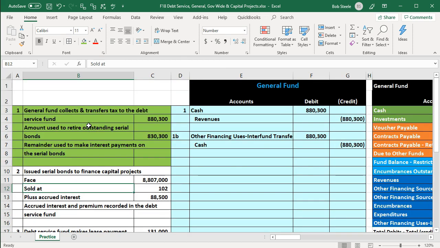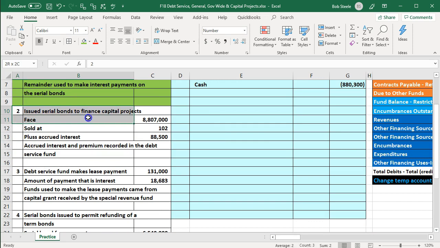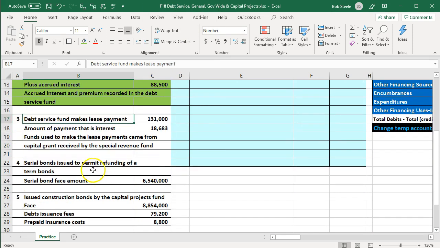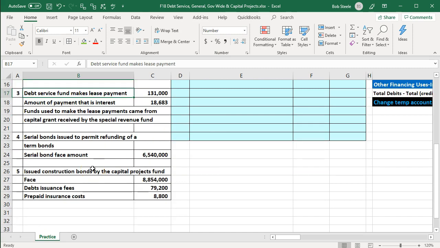Now we're going to go to number 3. So we're back over here in column A and B. I'm going to highlight number 2 and say that we have completed that one. So we'll make it green, as has been our custom. So number 4 says that we have debt service makes lease payment. Amount of the payment that is interest.